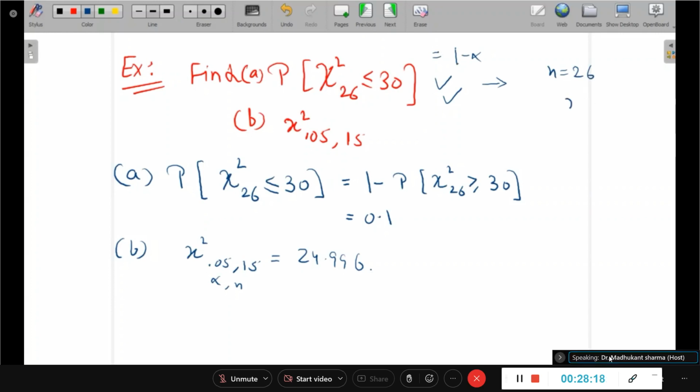So for which x square alpha comma 26 is approximately 30? From here I can identify that x square alpha comma 26, the degree of freedom is 26 because of this 26 here, and alpha needs to be determined. The value is 30 here, that's fixed. So what is the area covered to the left of 30? That's what we try to understand.